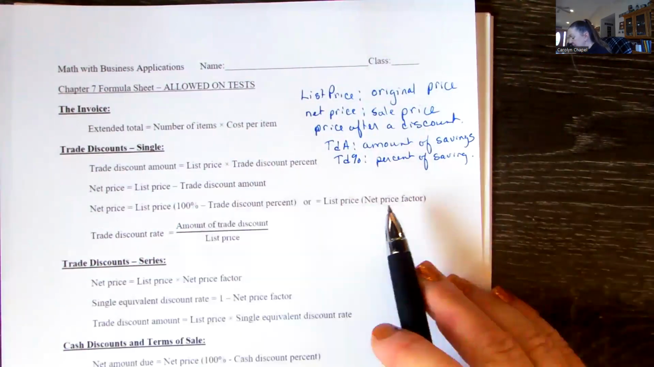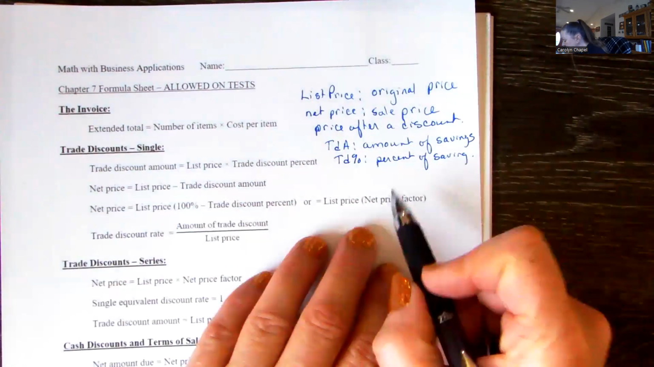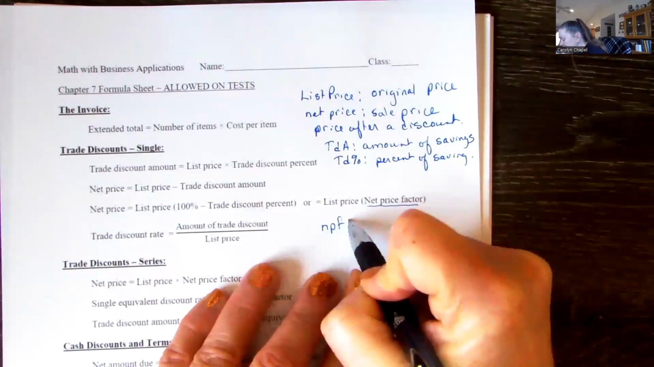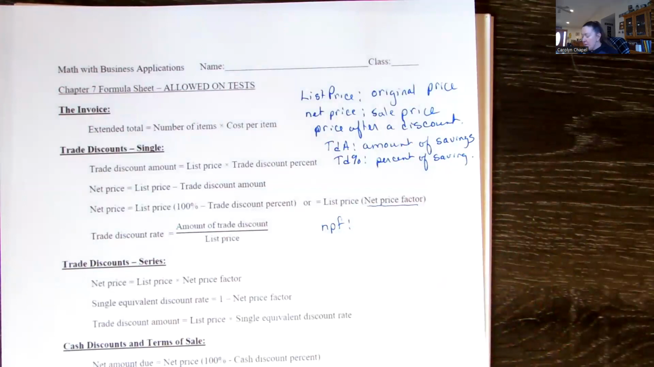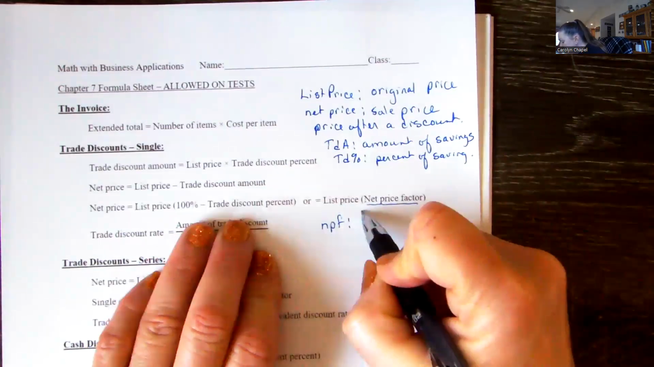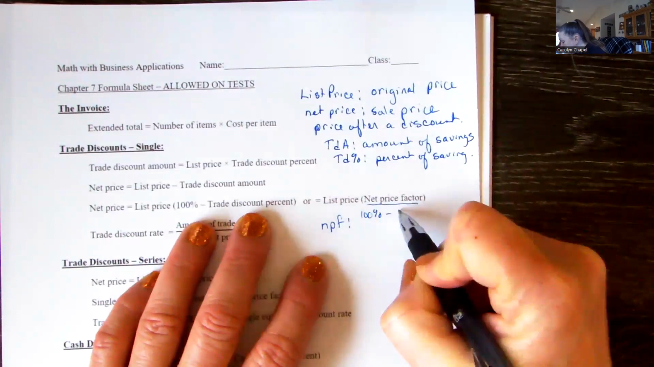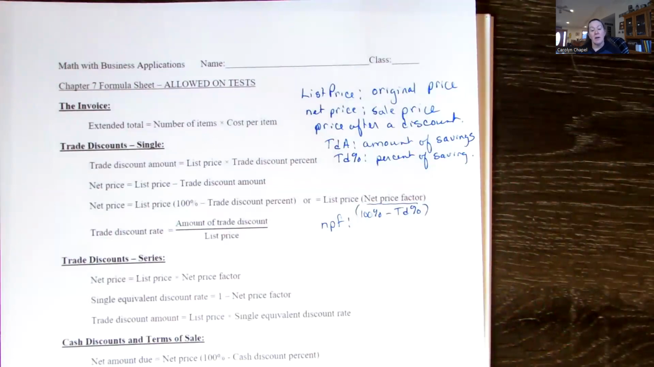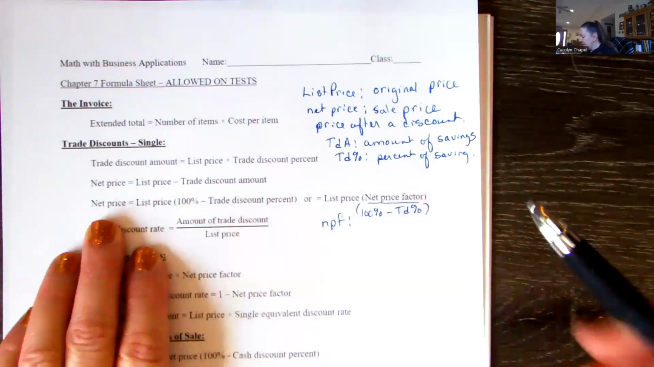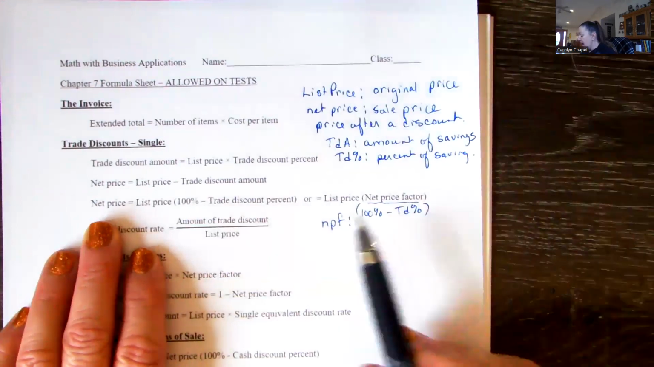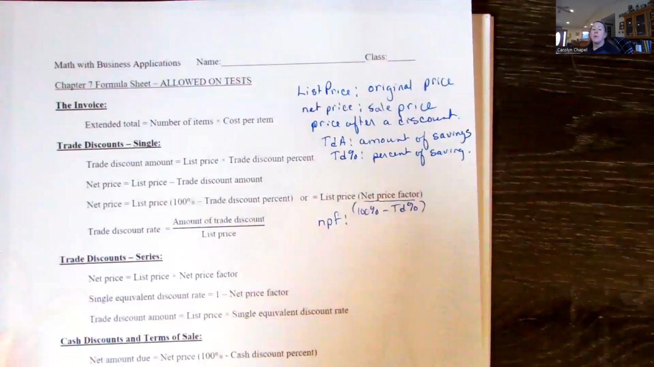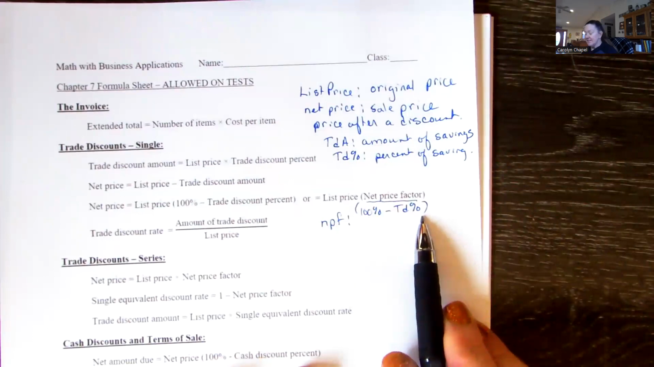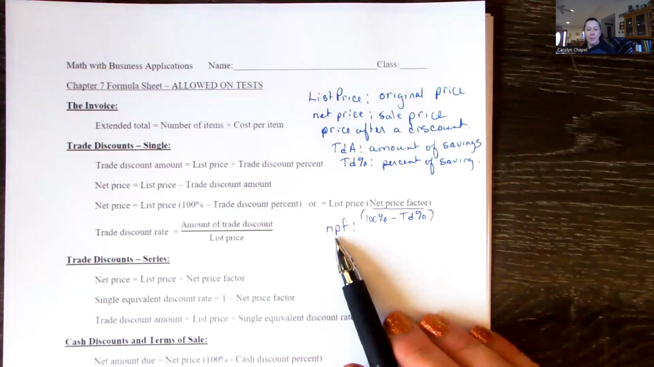We also will talk about this net price and what we like to refer to as the net price factor. It's going to be a percentage, but we keep it in its decimal form for the most part. And it is 100% minus the trade discount percent. If you think about how we adjusted percentages in chapter 6, our net price was the price after our discount. Our net price factor is the percentage after the discount. So 100% taking off that discount percent will give us what we call the net price factor.